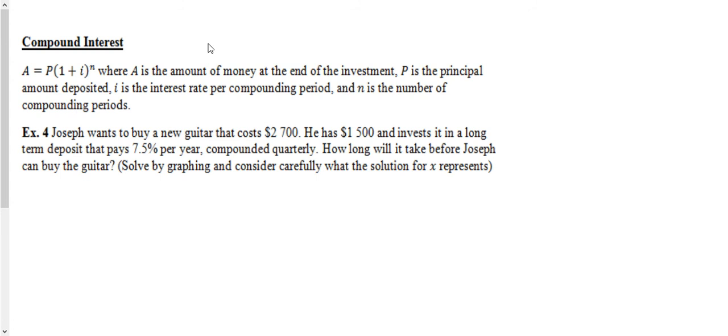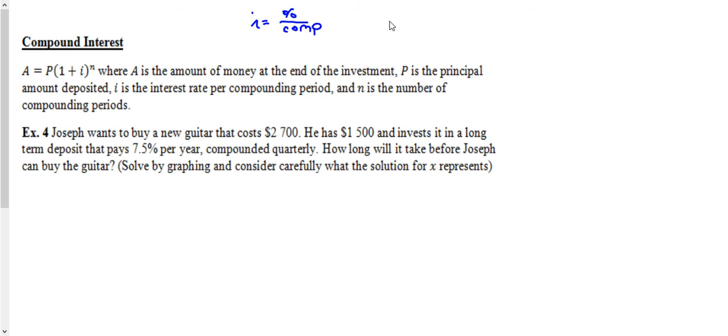Quick notes about I and N. So I, your interest rate, is always going to be a decimal. It can't ever be a percentage. So you always want a decimal. Whatever your percentage is, I'm just going to write percent here, which you'll have to convert to a decimal, is always going to be divided by your compounding period. So however many compounding periods you have, you want to divide it by that there.